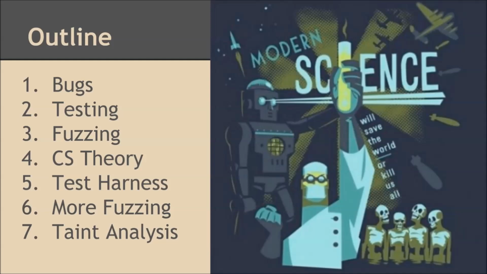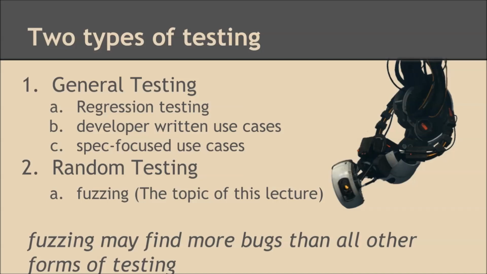So there are two types of testing in general. General testing, which is regression testing, testing of features based in the spec, and tests written by developers. And then there's random testing, and fuzzing is a subset of random testing. Although fuzzing should not be called just throwing random stuff at something, it's throwing specific things at an application to test it, and we'll get into that.